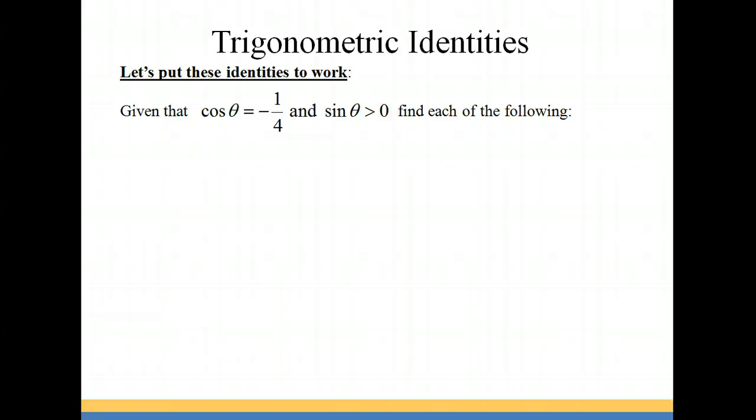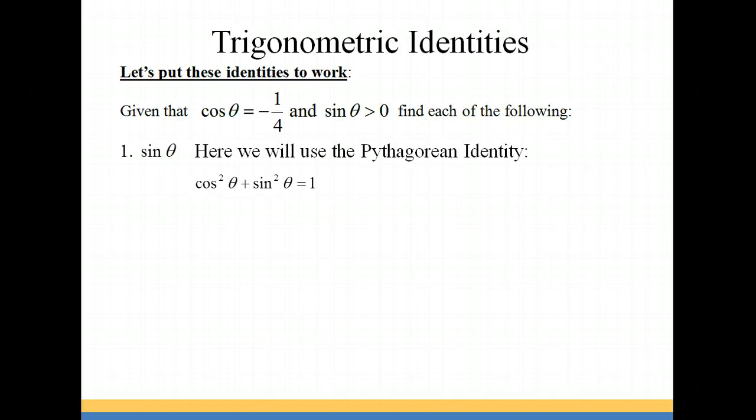We're given that the cosine of an angle is -1/4 and that the sine of the angle is positive. So we want to be able to figure out what is that sine of the angle. In order to solve this, we're going to use our Pythagorean identity, which is cosine squared plus sine squared equals 1. We're going to replace the cosine with -1/4, and then we're going to square it and isolate the sine.